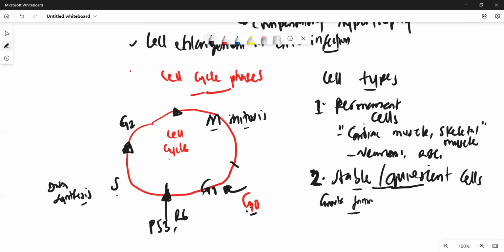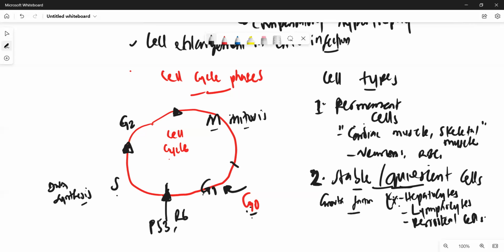So stable cells are always in the G0 phase, but if anything stimulates them, like a growth factor, that could make them go into the cell cycle and then divide. So that's why we call them stable cells, right? A classic example of those cells includes hepatocytes, lymphocytes, and periosteal cells. So these cells are stable cells.